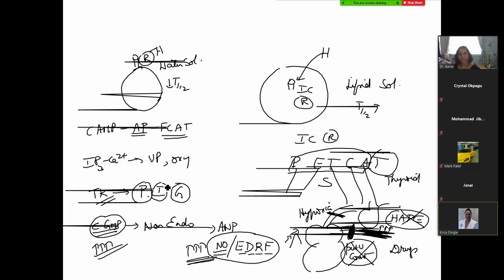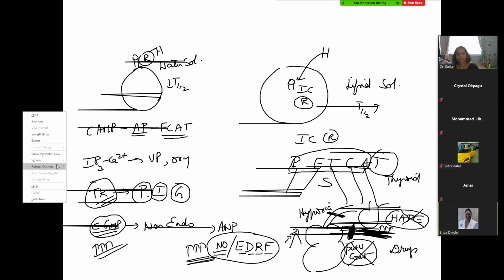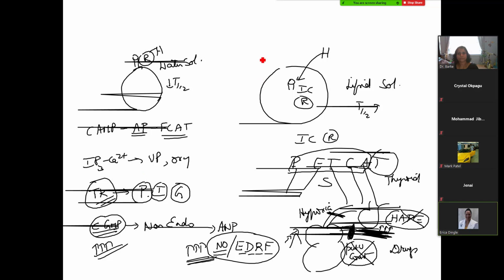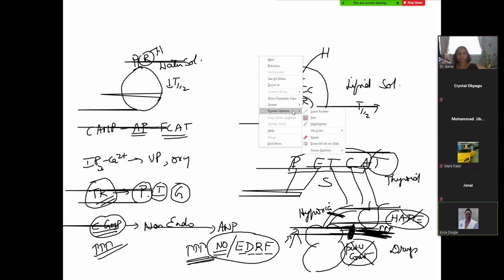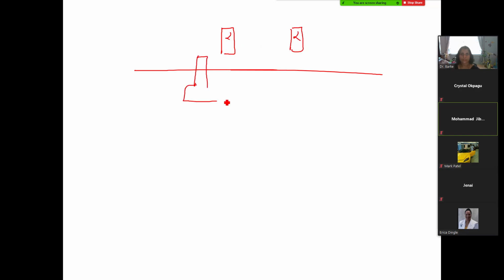About insulin, it uses tyrosine kinase. But what's the unique property of insulin? Where is the tyrosine kinase located? If you look at insulin, we'll cover the action of insulin. The receptor has 2 alpha and 2 beta subunits, correct? They are all joined by disulfide bridges. They are all connected by the disulfide bridges.